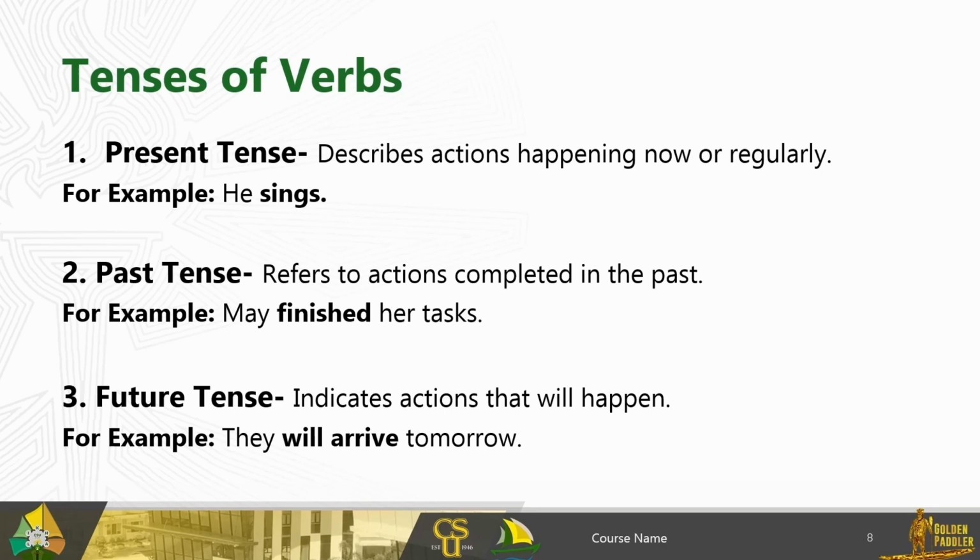The third type is future tense. Future tense indicates actions that will happen in the future. For example, they will arrive tomorrow. It shows that the arrival is scheduled or expected to happen tomorrow. Future tenses are useful for making plans, predictions, or discussing future events.